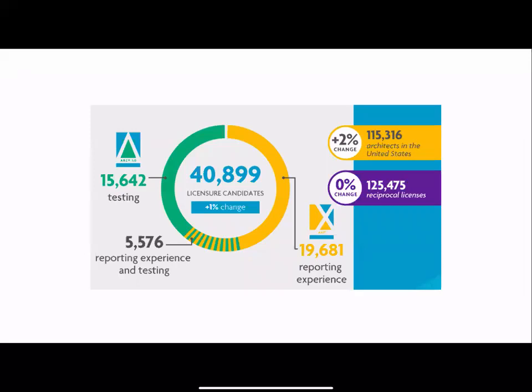All right, so of those 20,000 people, about 15,000 of them are testing only, and about 5,000 are, at any given time or in any given year, both testing and reporting their AXP experience. So they're reporting their work experience. And then there's another 20,000 people who are just reporting their experience but not testing. So in total, there are about 20,000 people testing. There are about 25,000 people reporting their experience. And of that total of 45,000, there are about 5,000 people who are doing both.